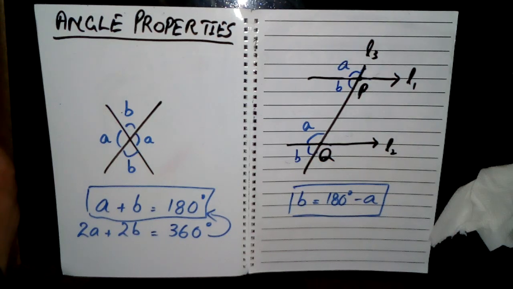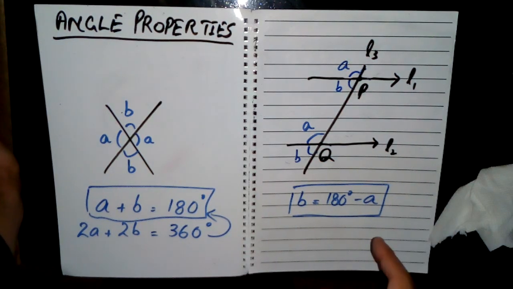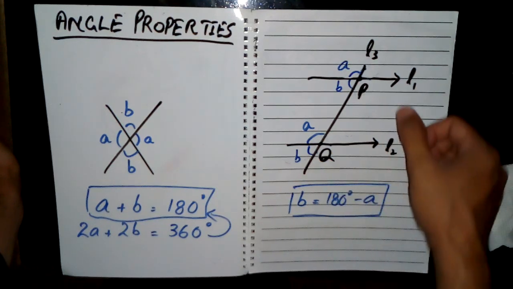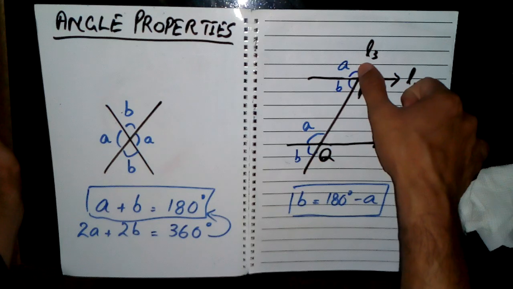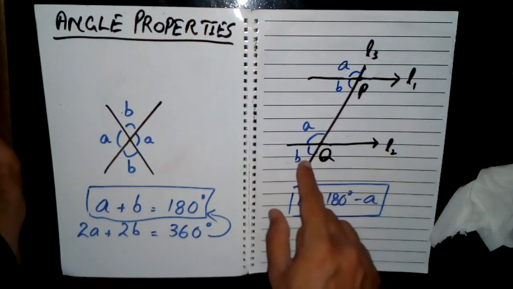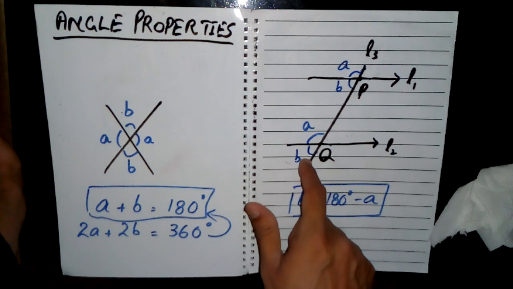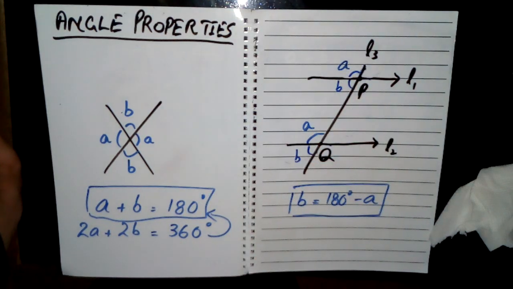Now I have made some changes in the diagram. Line 3 is intersecting line 1 and line 2 at P and Q respectively. So we can clearly see at point P, the angle A is on the left side of L3, and at point Q, the angle A is also on the left side of L3. These two angles will always be the same.